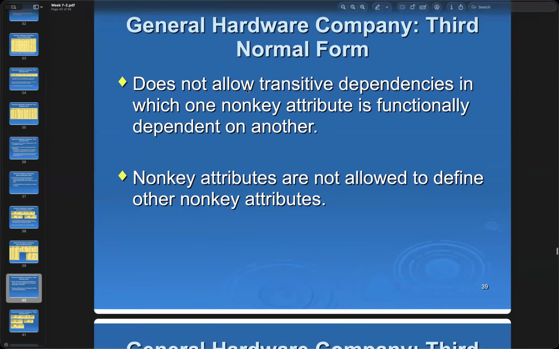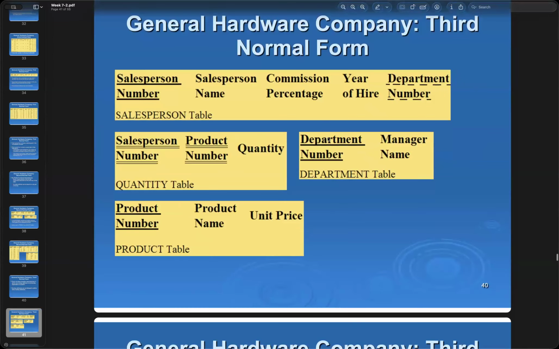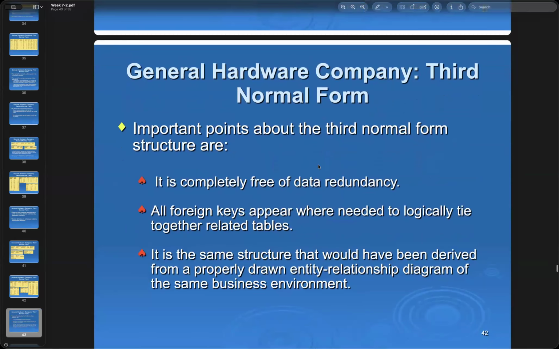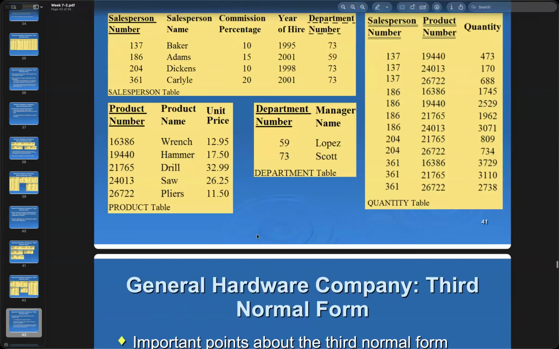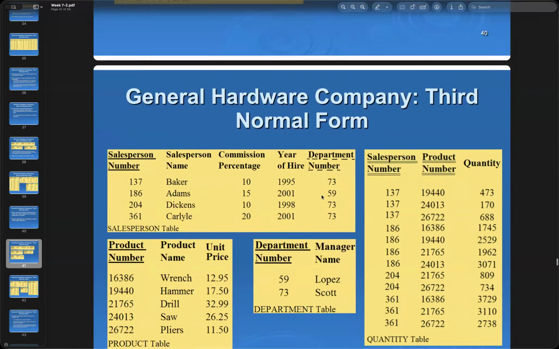They are also not allowed to have what is called transitive dependency. Just make sure they are fully dependent. So that's how we design from the first normal form, second normal form, and third normal form. Right here, just remember about the third normal form: it should be completely free of data redundancy. Also all the foreign keys appear where they need to be, logically tying together related tables. They should be directly and fully related, with no transitive relationship.